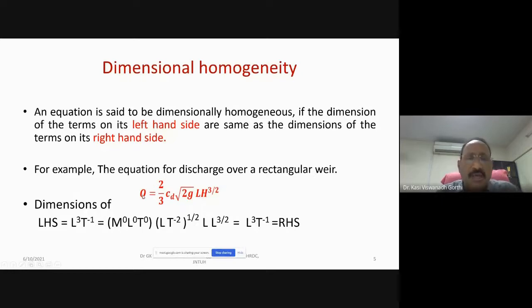Discharge is the volume rate of flow, volume by time, meter cube per second. So L cube by t, or L cube t to the power minus 1. This is the dimension formula on the left hand side.